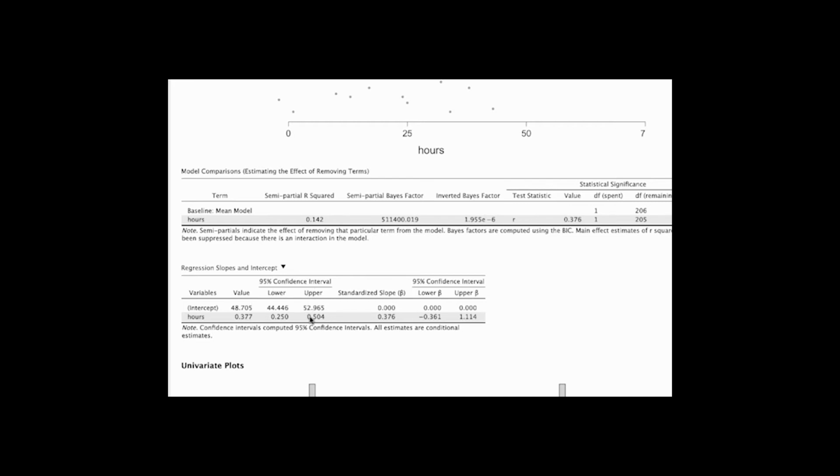Here are your confidence intervals, and here's your standardized slope. And if I remember correctly, I could be wrong, but I believe your standardized slope is always going to be equal to the correlation coefficient, if there is one variable. If there's more than one variable, it's not going to be like that. But so you would interpret the standardized slope kind of sort of like a correlation coefficient. There's actually a more technical definition about increases in standard deviations per increase in another kind of standard deviation, but I'm not going to get into that.